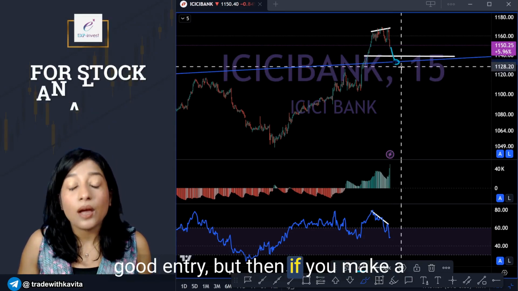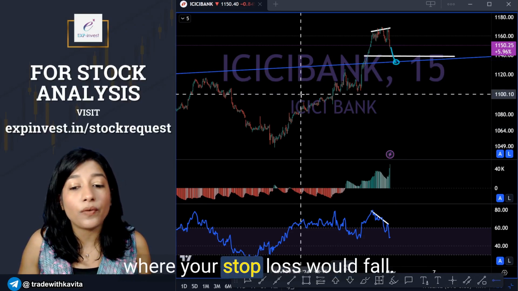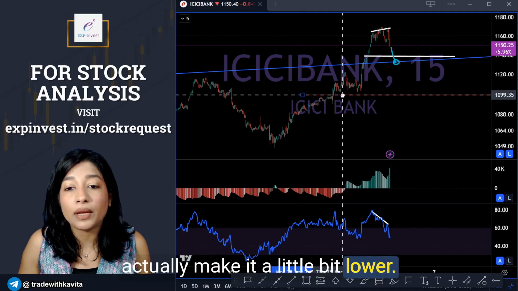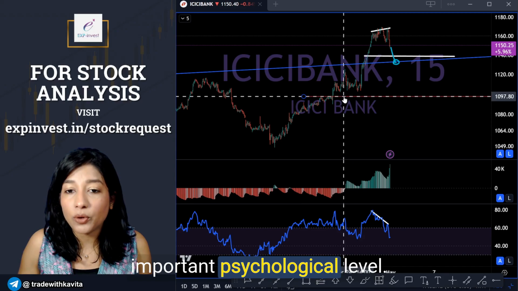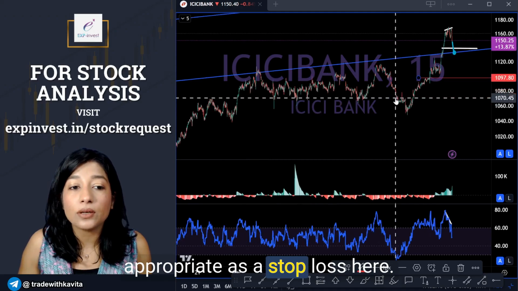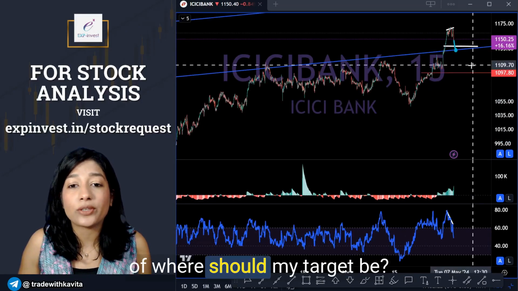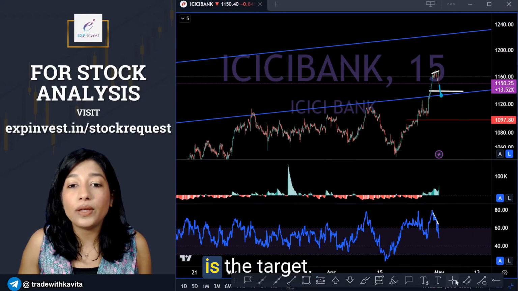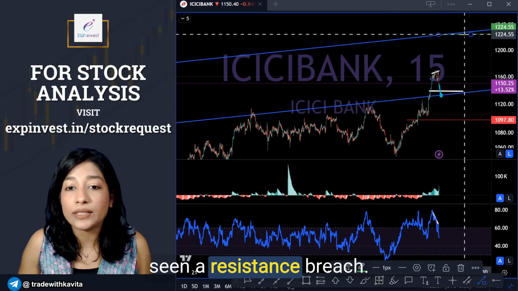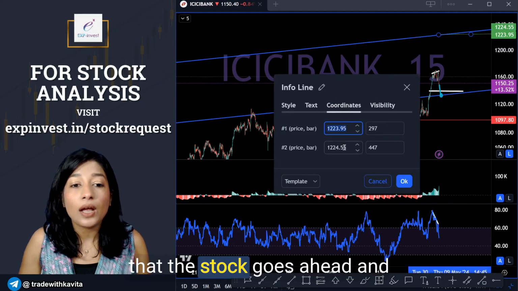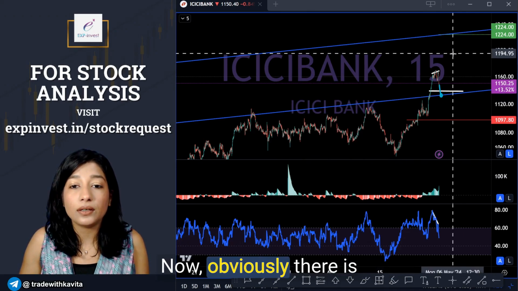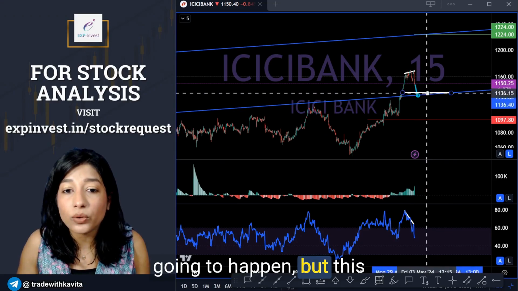But then if you make a good entry, you also need to know where your stop loss would fall. The stop loss for ICICI Bank, to actually make it a little bit lower, because 1100 is a very important psychological level, so 1097 or 1098 would be more appropriate as a stop loss here. And then comes the next question of where should my target be. So over here the target is very clearly this trend line, because we've already seen a resistance breach. So our expectation would be that the stock goes ahead and breaches the other, or at least tests the other resistance level. Now obviously there is no guarantee that this is going to happen, but this is our best case scenario.